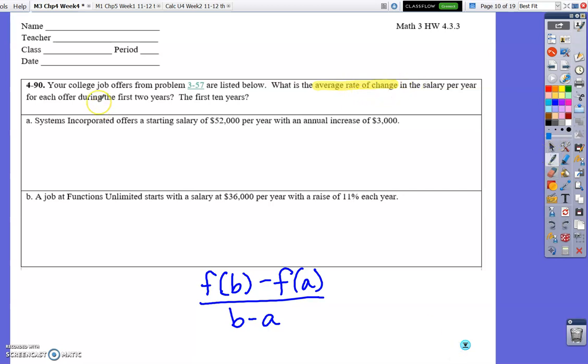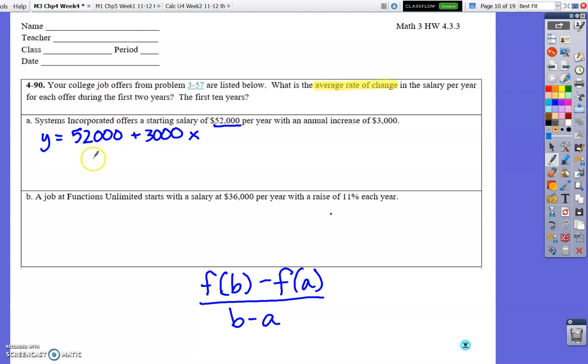Average rate of change in salary per year for each offer during the first 2 years. So an annual increase in the first 2 years. How much do we start with? We start with this much money, and we get that twice. Of course, you'd be using your previous answer, and you'd have an equation that you wrote during your previous answer. We're going to assume you did write an equation. y equals 52,000 plus 3,000 per year. That's that one. And basically what we're going to do is plug in 0 and then 2.